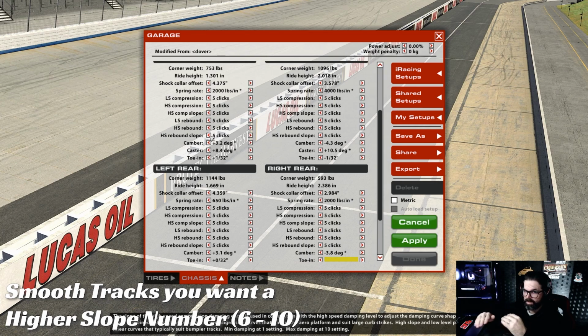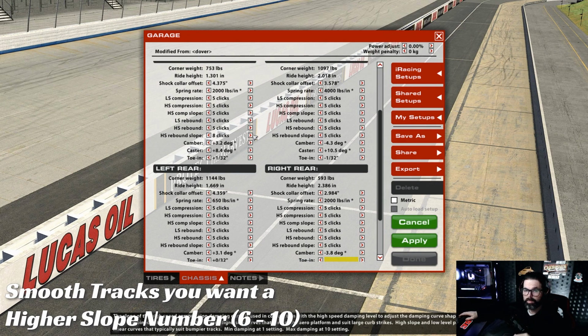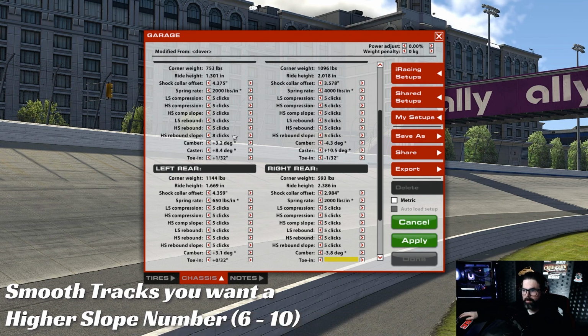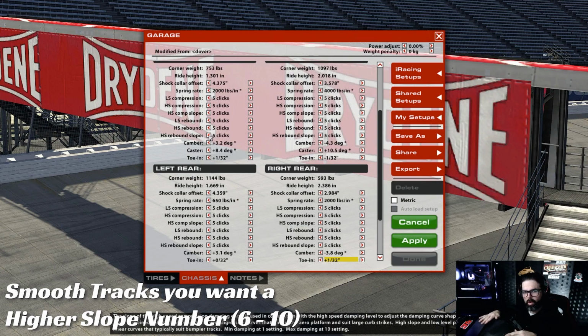Okay, so keep that in mind. Remember, the way that iRacing says it, it's reversed. So a higher number on the slope gives you a lower slope. All right, so you would want to increase the slope number. And that'll give you a much more controlled aerodynamic platform, which is obviously critical for these cars.